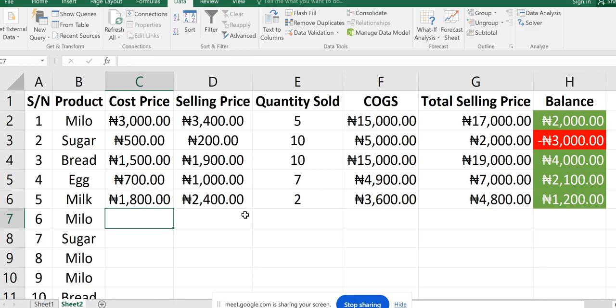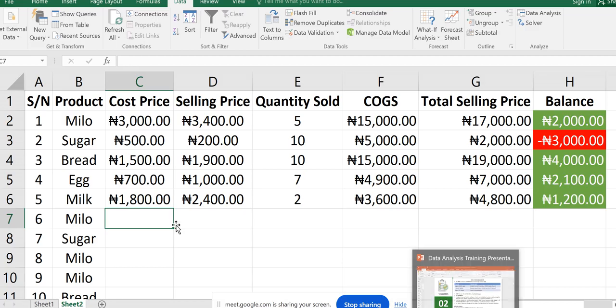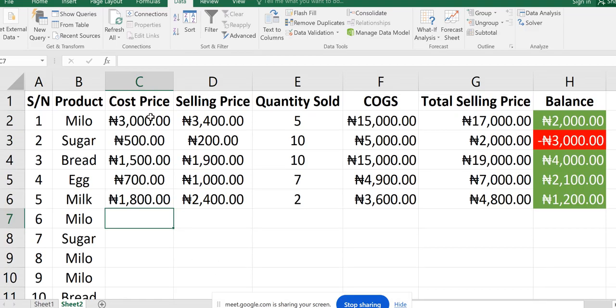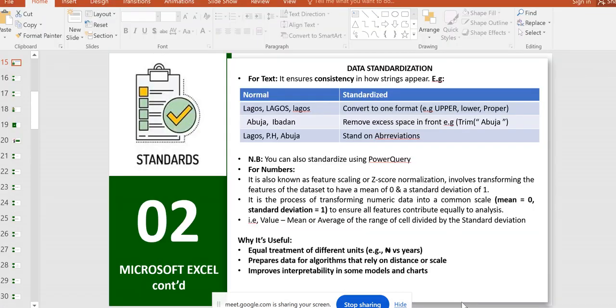So next class we'll continue from this part, or probably make use of another data set to run data standardization for numbers. Is that clear? Yes.